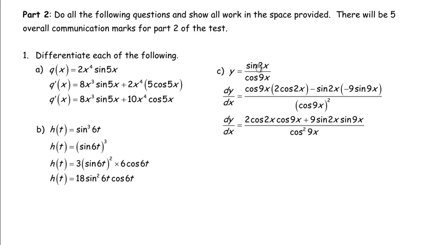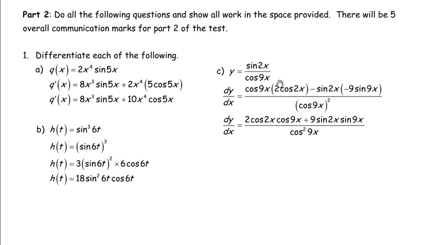In C, we have a quotient, the y equals sine 2x over cos 9x, so I'm going to use quotient rule. So quotient rule starts with the bottom function times the derivative of the top, which would be this derivative of sine 2x would be cos 2x times the derivative of 2x is a 2, and then minus the top function times the derivative of the bottom. So the derivative of cos 9x would be negative sine 9x multiplied by 9, 9 being the derivative of 9x. And that's all over the denominator squared, so the cos 9x gets squared here.